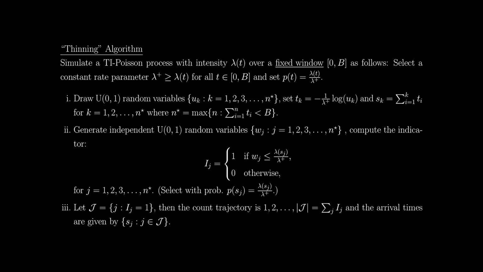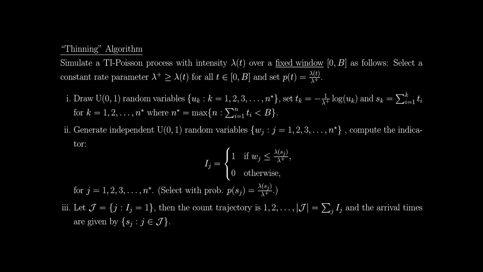Step 1, and this is going to be the homogeneous part. Draw random uniform (0, 1) random variables U_k for k running from 1, 2, 3 all the way up to n star. Then set the inter-arrival times t_k equal to -1 divided by lambda plus times log U_k, and then set the arrival times s_k equal to the sum for i running from 1 to k of t_i, for k going from 1, 2, 3 all the way up to n star. And again, what is n star? N star is given by the maximum n such that the sum of the inter-arrival times is less than or equal to the window width.